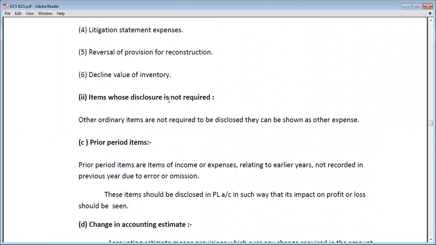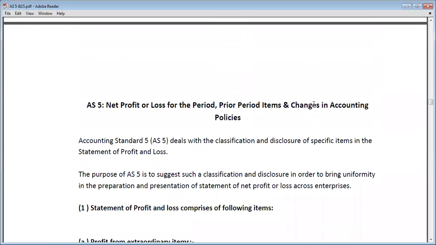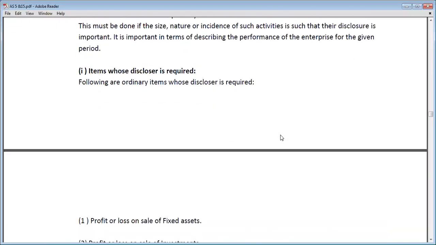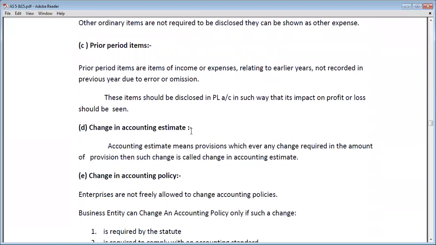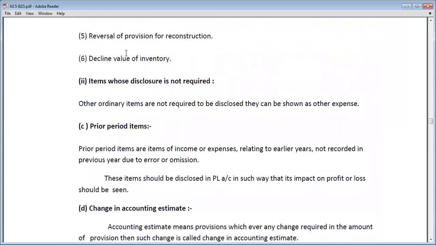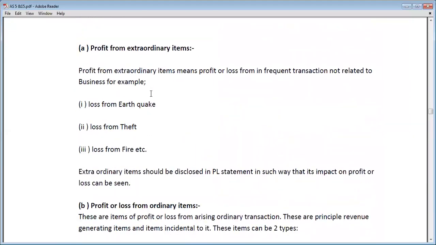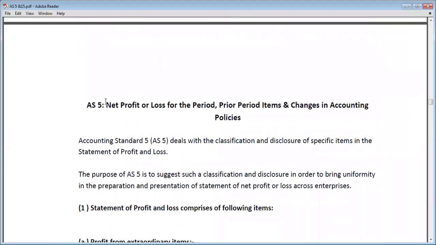Now see, there is a term which we have discussed, changes in accounting policy. Changes in accounting policy has two parts. We will classify it into changes in accounting estimate and changes in accounting policy. I think I'm missing one term, that is prior period. I have already told you that in the name of the accounting standard we have three terms.